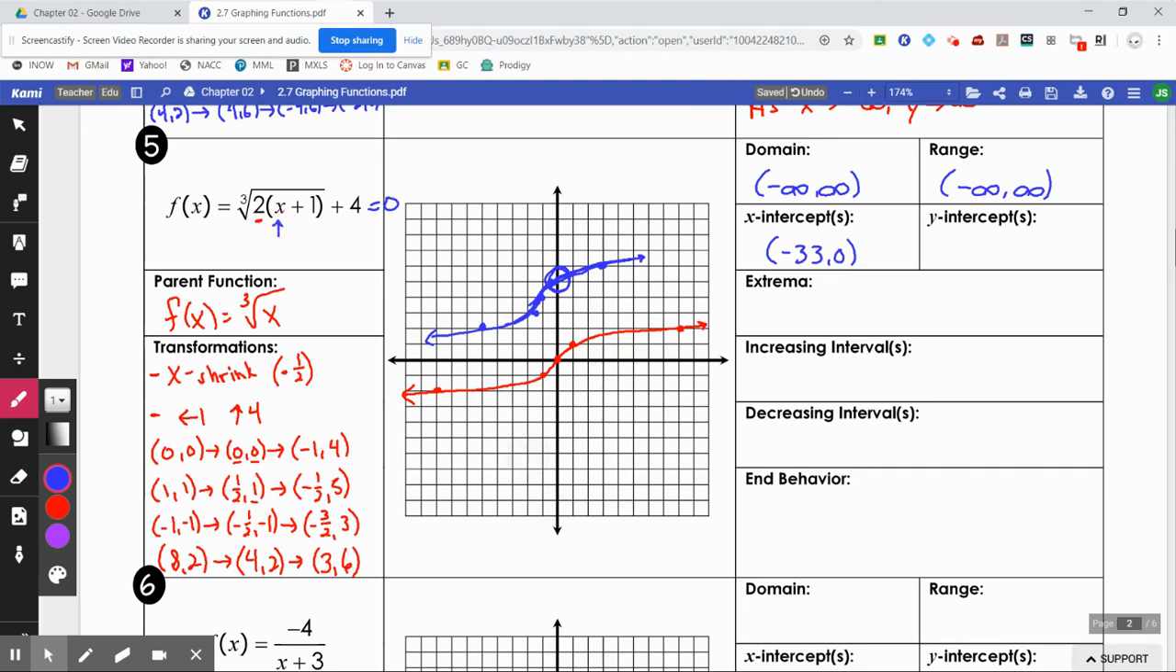Your y-intercept is located right here, and again, you can always find your y-intercept by plugging in 0 for x. So 0 plus 1 is 1 times 2, cube root of 2, type it into your calculator and add 4 to that, and you're going to get 0, 5.26.